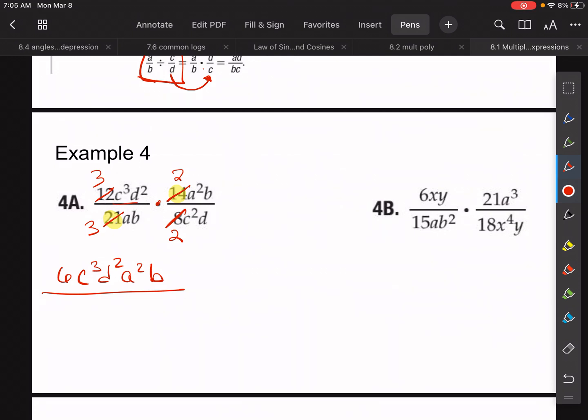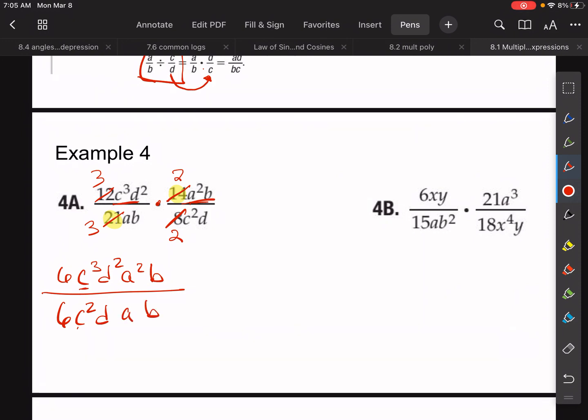Okay, so I just multiplied all those out. There's nothing in common there, so I didn't have to add anything with my exponents. And then at the bottom I have 6. 3 times 2 is 6. And then I have, since this started with a c, I'll start with c squared, d, a, b.